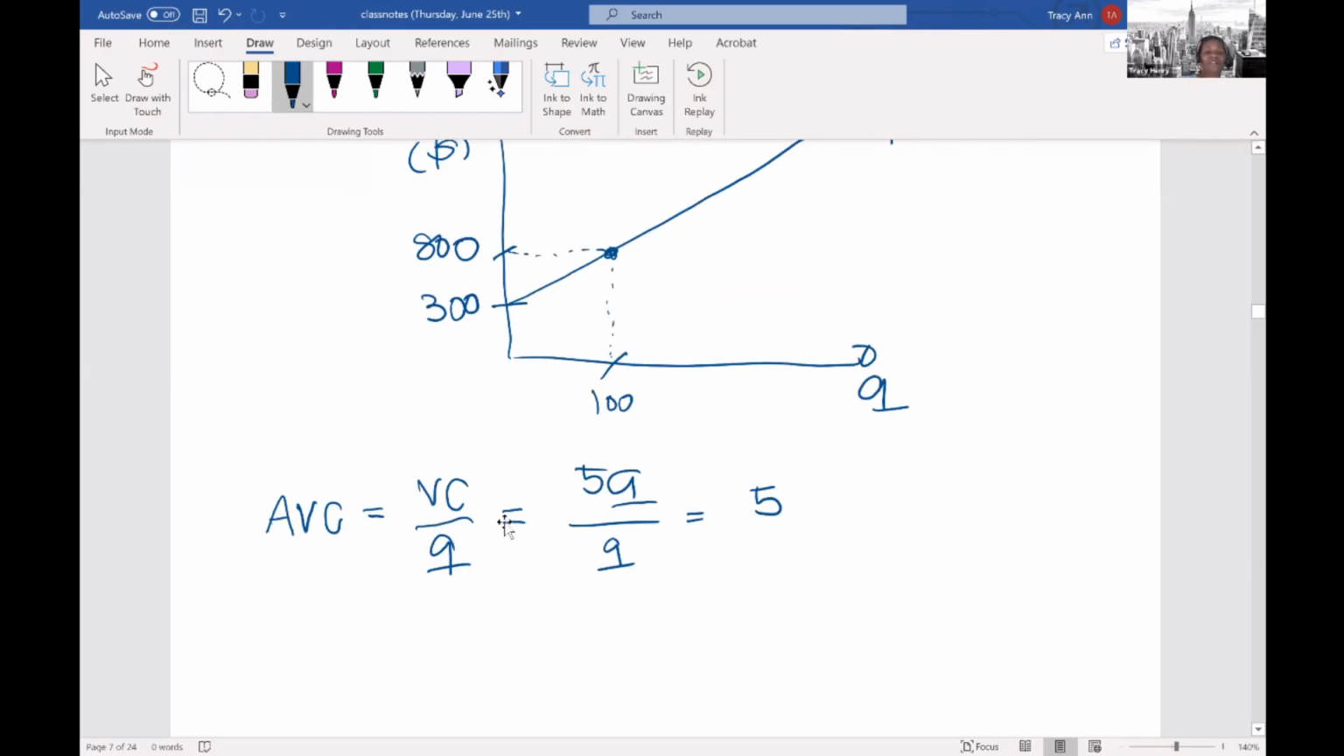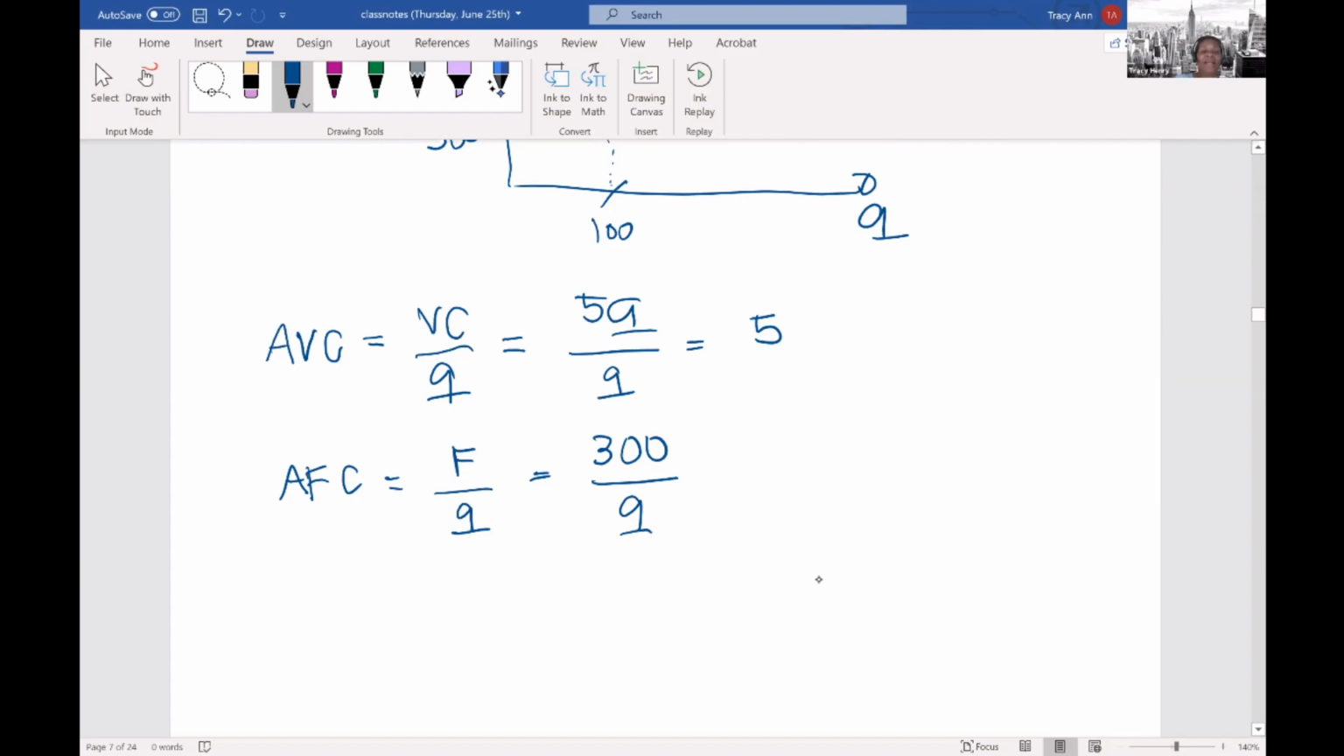My average fixed cost is going to be equal to my fixed cost divided by quantity, which is equal to 300 divided by my quantity. And that's it. It's a function. And my average total cost is going to be equal to my cost function divided by quantity, which is going to be equal to 5 plus 300 over Q.